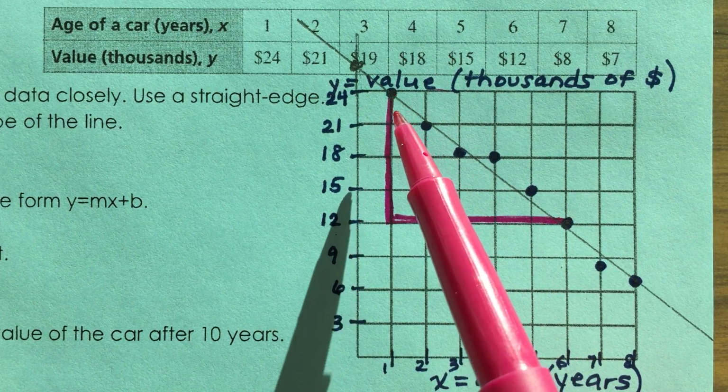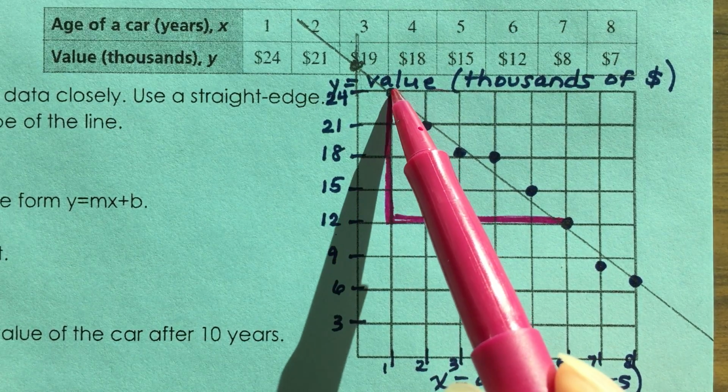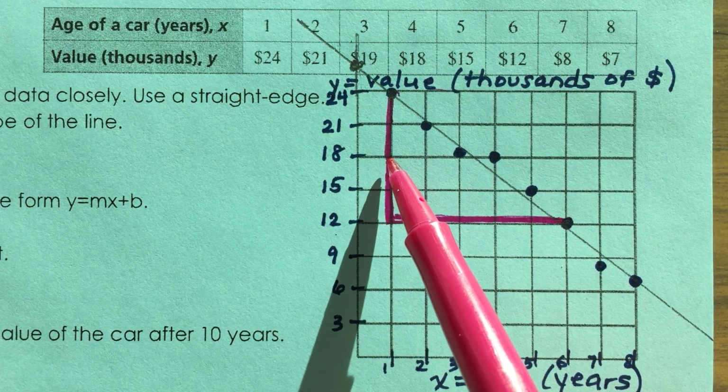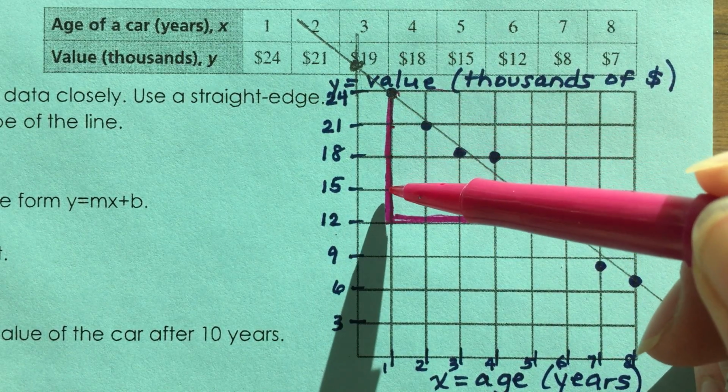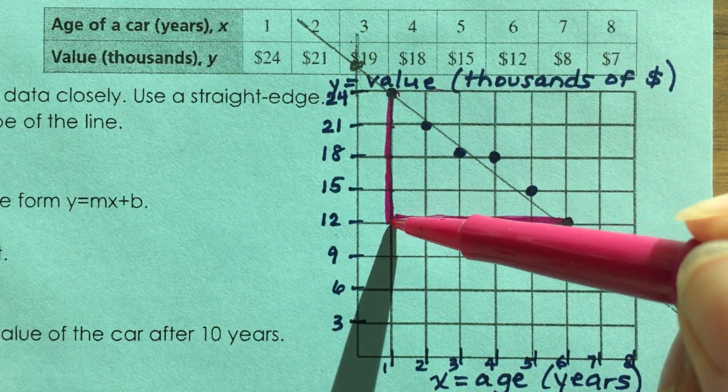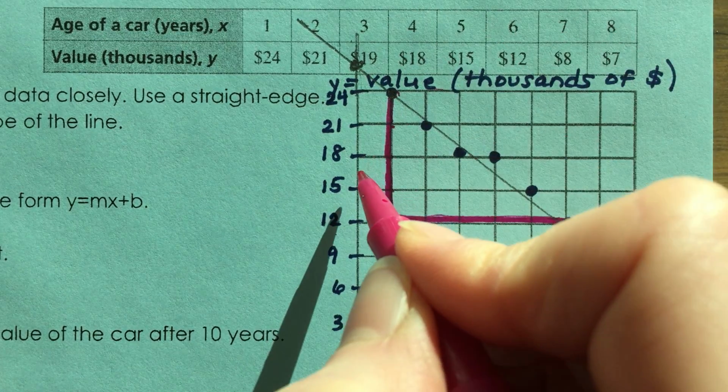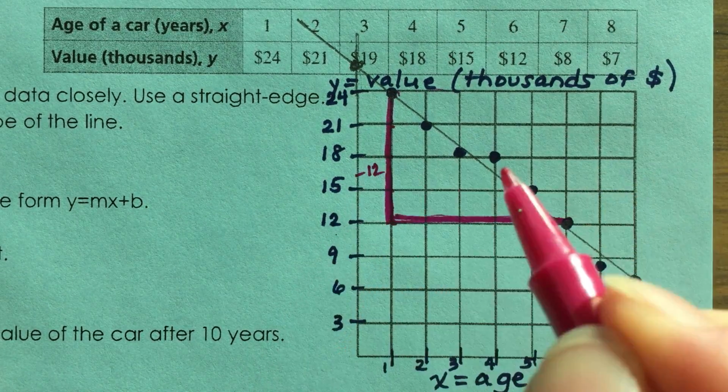So we're going down from 24 to 12. You can count it in threes. We're going down 3, 6, 9, and 12. Yeah, we're going from 24 to 12. So this is really negative 12. That's the change in y.